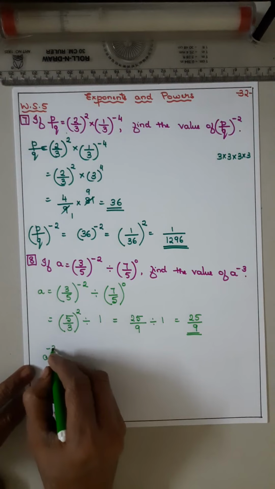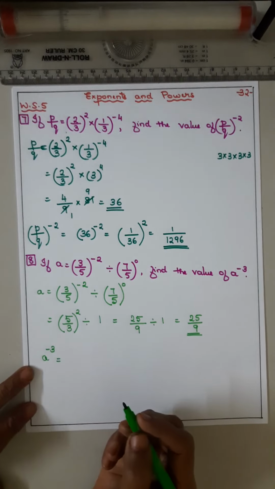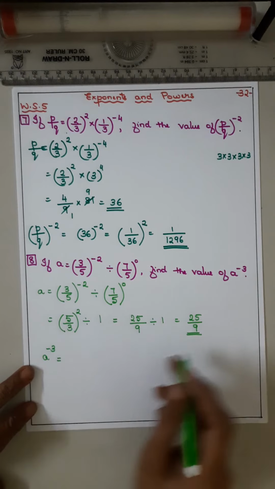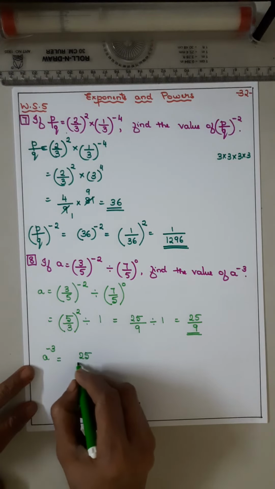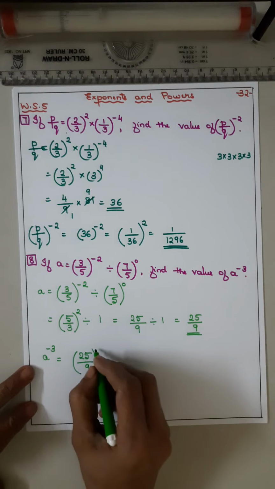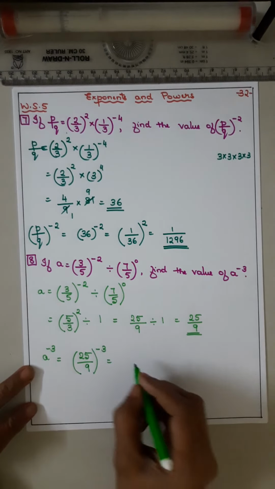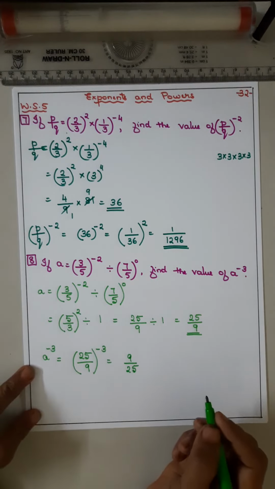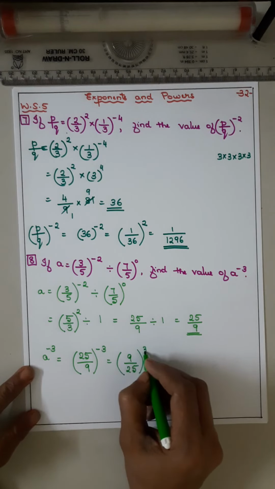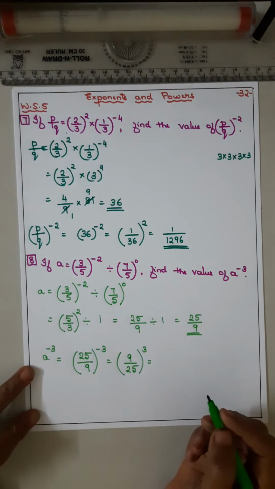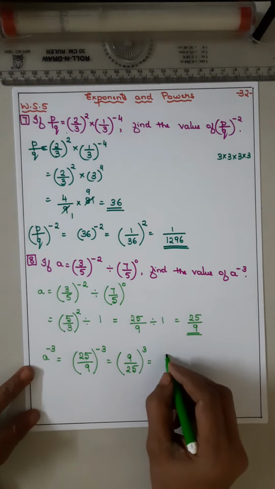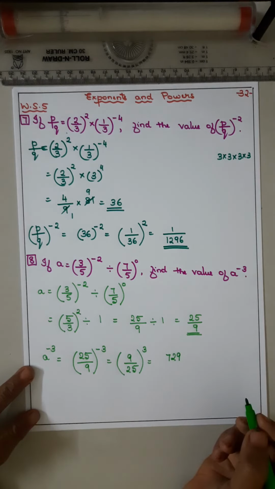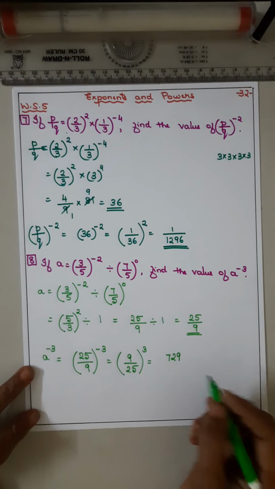Now we have to find out A to the power minus 3. So A is what? 25 by 9 the whole raised to minus 3. Negative power, so write the reciprocal. So 25 by 9 will be 9 by 25 the whole raised to 3. Now 9 9s are 81, 81 9s are 729.